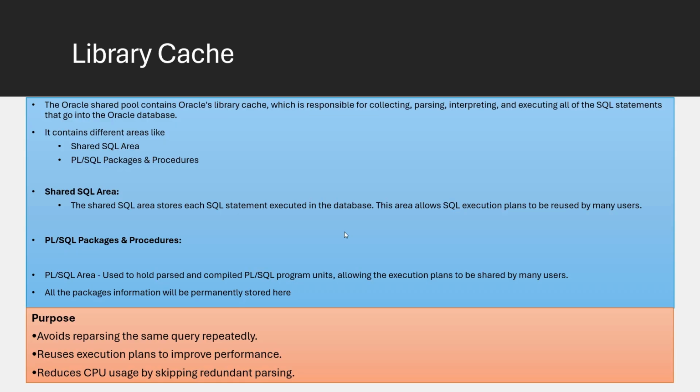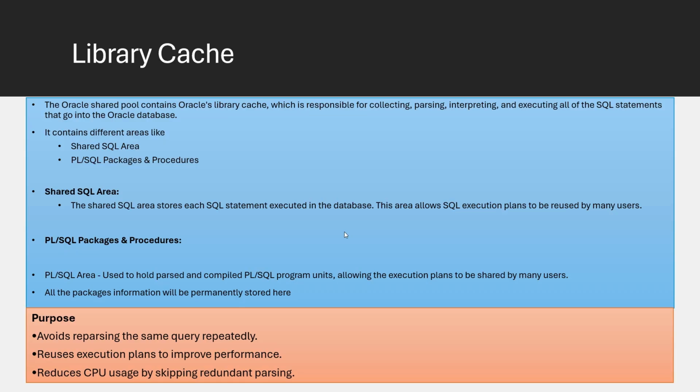Then PL/SQL packages and procedures. This is another area within the library cache. This PL/SQL area is used to hold parsed and compiled PL/SQL program units, which allows the execution plan to be shared by many users. All the packages information will be permanently stored here.